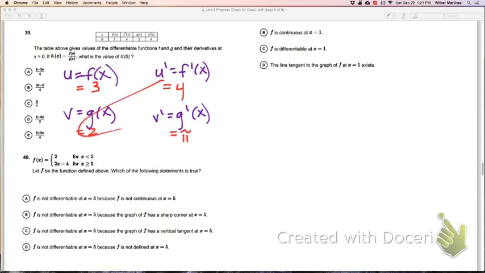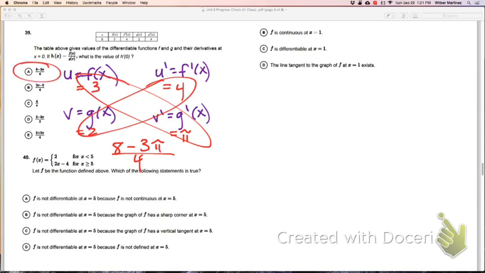So quotient rule says to multiply backwards first. 4 times 2 is 8, minus, multiplying forwards, 3 times pi is 3 pi, all over the bottom squared. And so since the denominator is 2, 2 squared would be 4. So 8 minus 3 pi over 4, answer choice A.